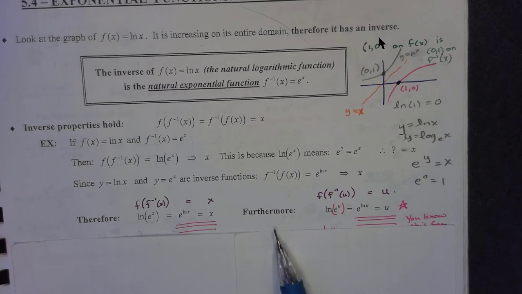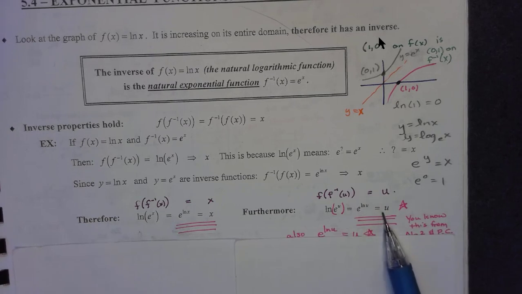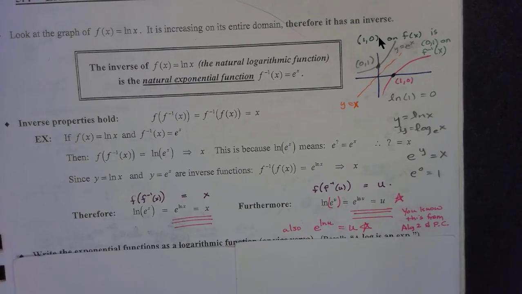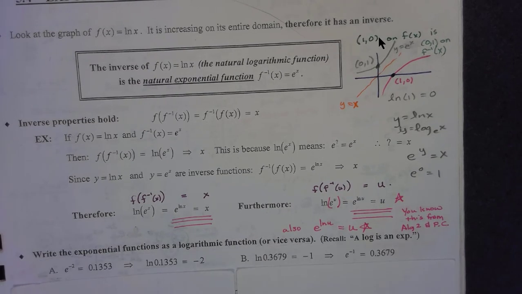And we can extend that. What if my function is a function where u is a function of x? So the natural log of e to the u is the same thing as e to the natural log of u, which is u. Now, you should know this from Algebra 2 and Pre-Cal. Okay? So writing the exponential functions as logarithmic or vice versa, remember a log is an exponent, is the equal sign. E to the negative 2 is 0.1353, which implies natural log of 0.1353 is negative 2. Log is exponent.